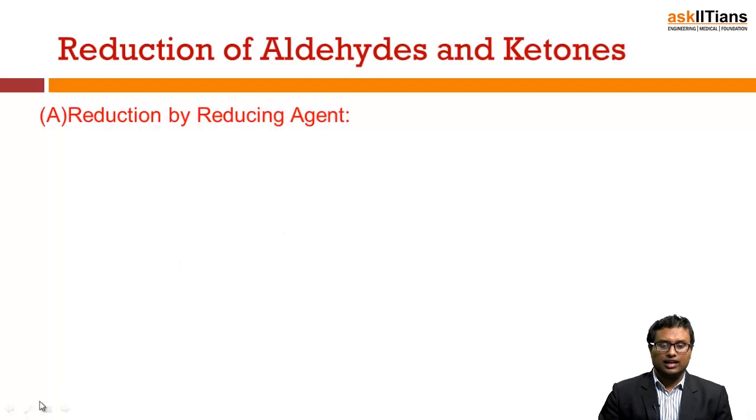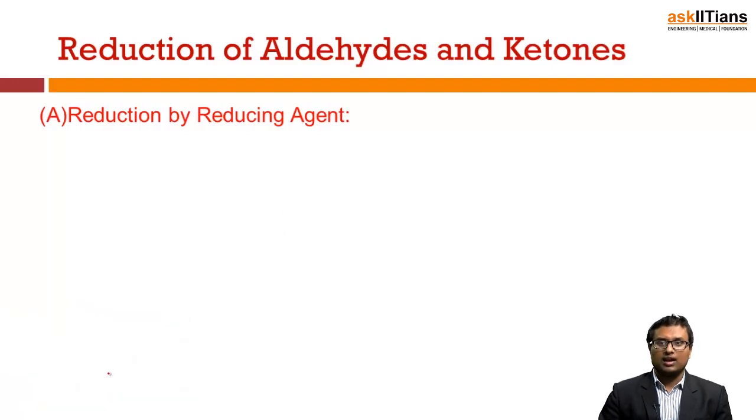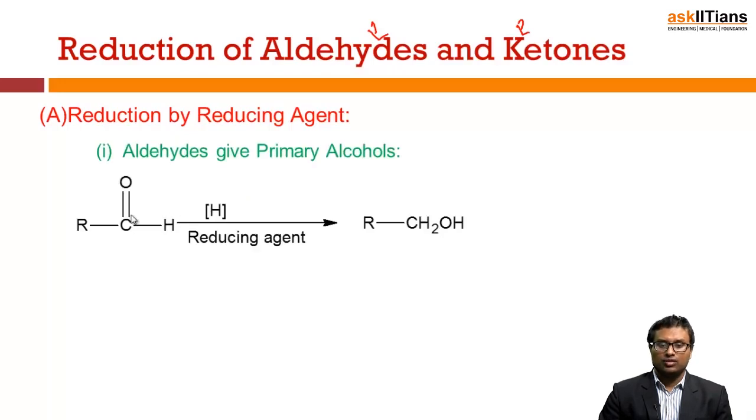Reaction of aldehydes and ketones: just like your carboxylic acid or ester can be converted into alcohol, you can even reduce a given aldehyde and ketone. So reduction by your reducing agent, aldehydes give primary alcohols. If you reduce this, what is happening? Reduction is nothing but what, guys? Reduction is nothing but addition of hydrogen. So basically you are adding hydrogens, as simple as that.